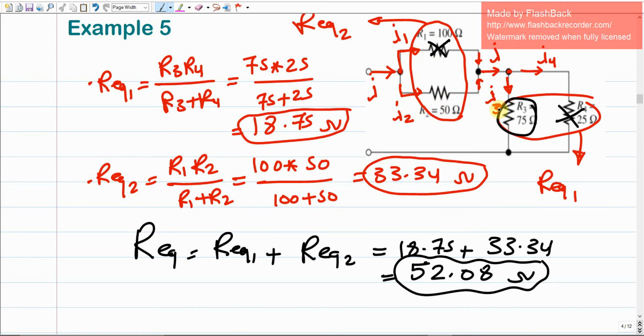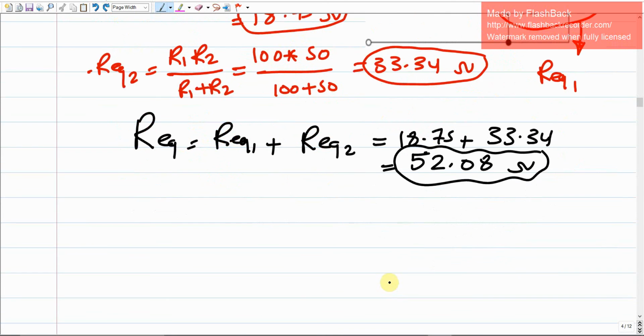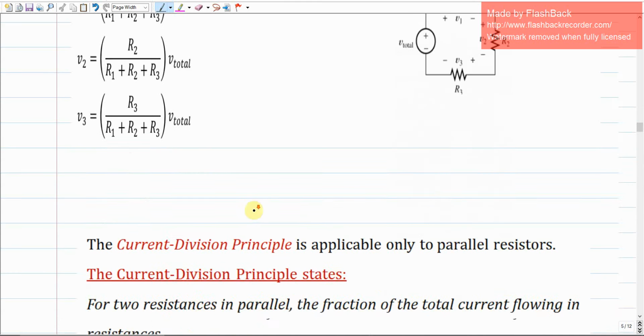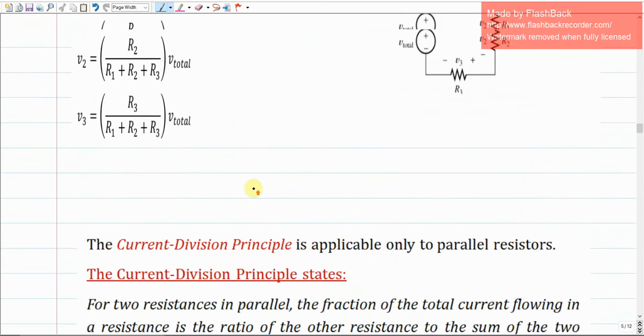The R equivalent 2 and R equivalent 1 both have the same current, which means they are already in series, so their equivalent resistance will be their sum. Make sense? Right, so the next point here is the voltage division principle. And then we're going to discuss the current division principle.